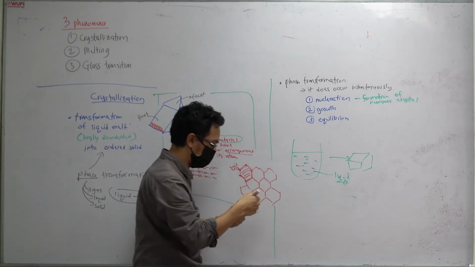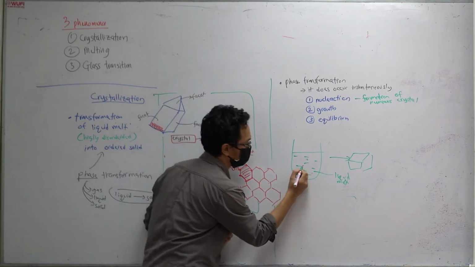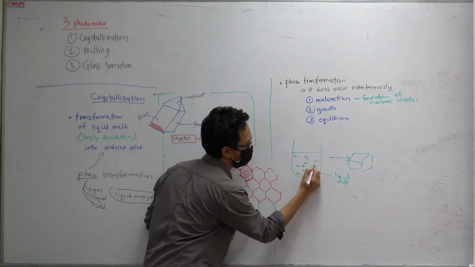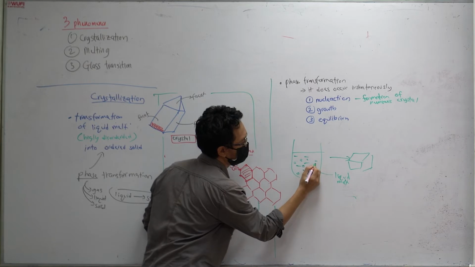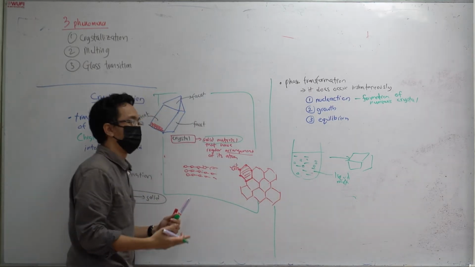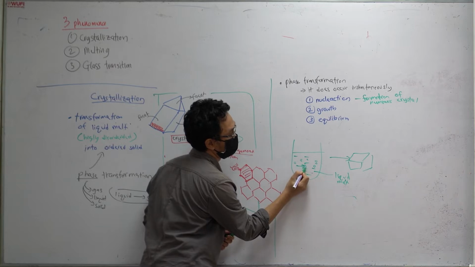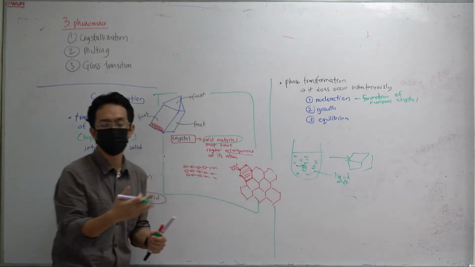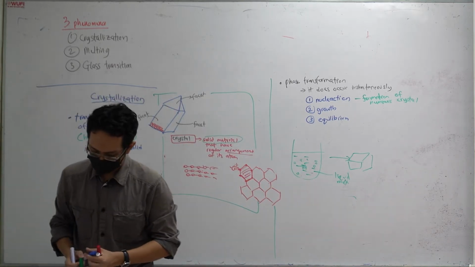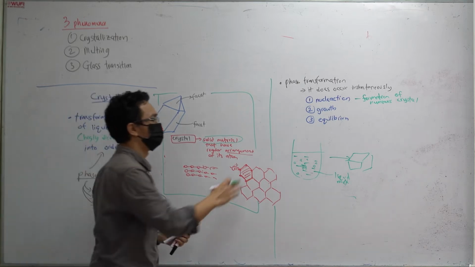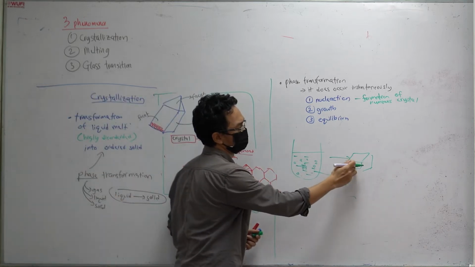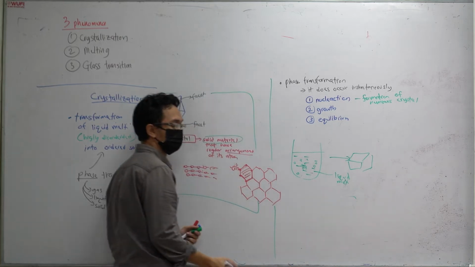Let me put it in green, because this is green. So the small crystal will form, and then this crystal will grow, and then until equilibrium the transformation will be complete, and you get this. You get the solid.